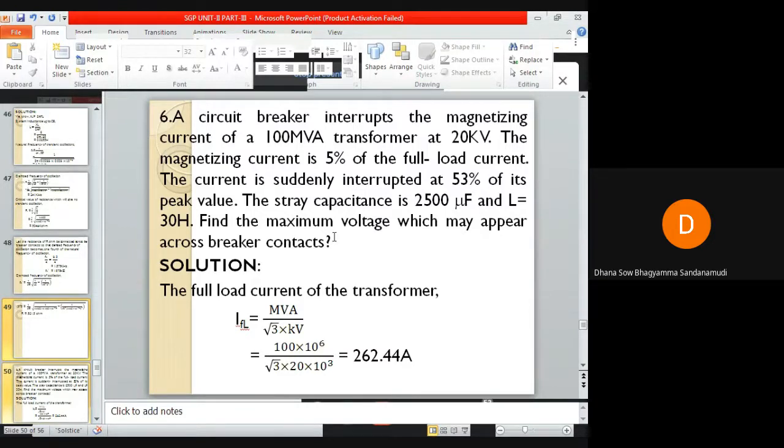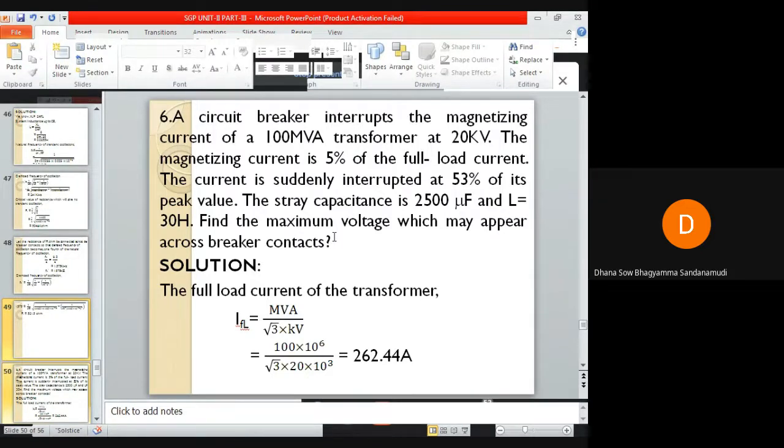Due to current chopping, the voltage that appears across the circuit breaker contacts as soon as current chopping occurs is known as prospective voltage. I hope you remember. So now you have to determine that prospective voltage. The maximum voltage is nothing but the prospective voltage here.